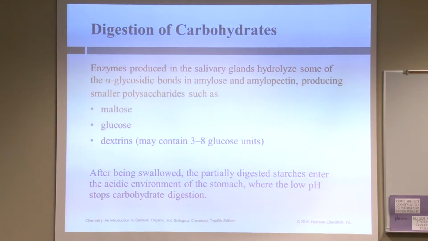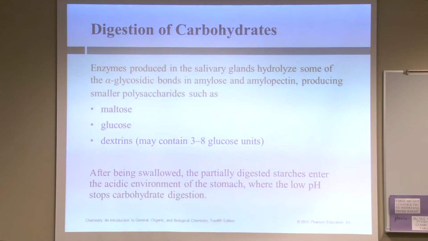So enzymes produced in the salivary glands in the mouth hydrolyze some of the alpha glycosidic bonds in amylose and amylopectin. And these are not new terms for us. We have discussed alpha glycosidic bonds in amylose and amylopectin. So in the mouth, these enzymes hydrolyze some of these bonds, producing smaller polysaccharides such as maltose, glucose, and dextrins. So these big molecules are broken down into these smaller ones. Dextrins are 3 to 8 glucose units long.